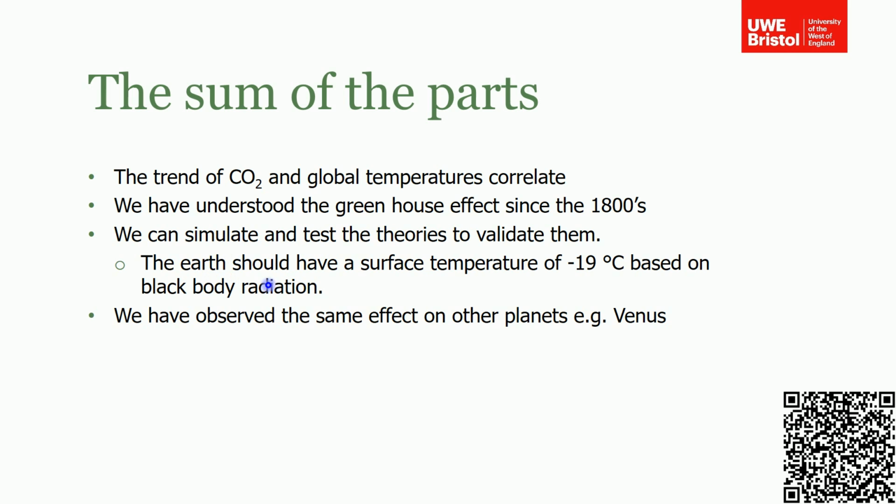And if you do a simple black body radiation calculation, the Earth's surface should have a temperature of -19. The fact that we have this atmosphere, and we have carbon dioxide in the atmosphere, is keeping the Earth warm and keeping us alive. Life wouldn't survive on Earth if we didn't have this atmosphere. And also we've observed this not just on our own planet, but also on other planets, for example, Venus. So when you start taking all this evidence together, then it does seem very clear to 99% of the scientists that climate change is a result of man-made carbon dioxide.